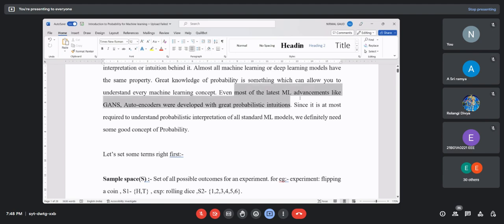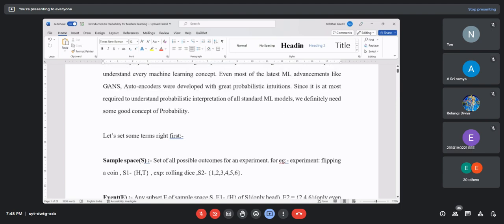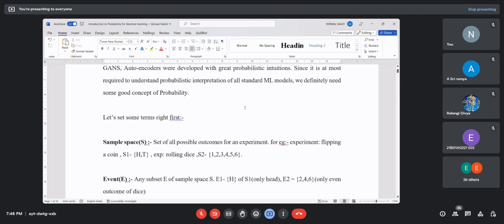Most of the advancements in machine learning, like many models and applications that have been built, such as GANs and autoencoders, were developed with great probabilistic intuition. That's why it is very important for us to understand this.